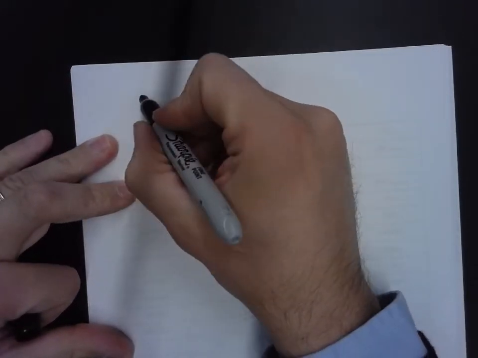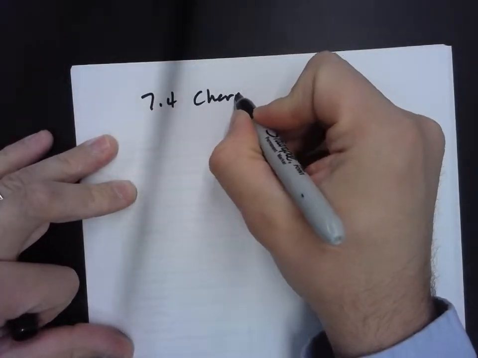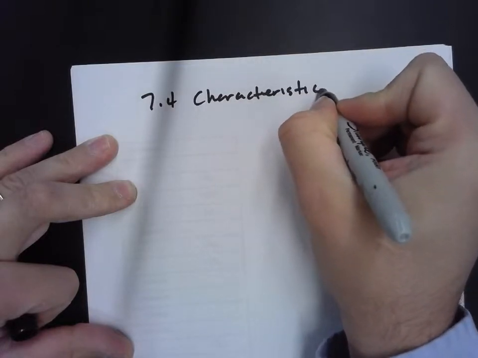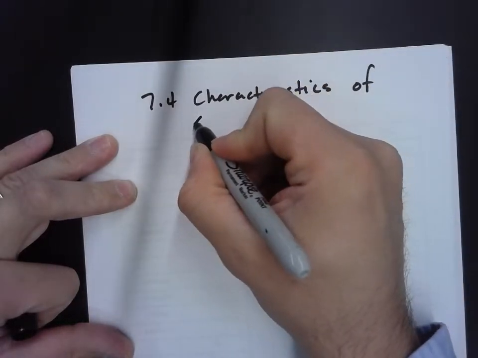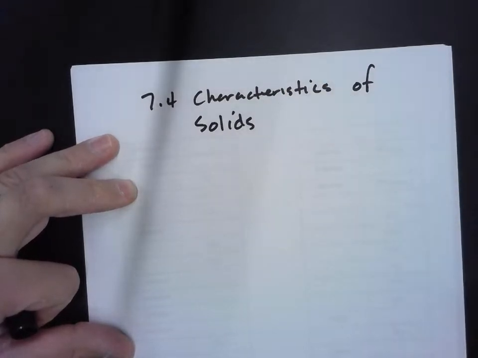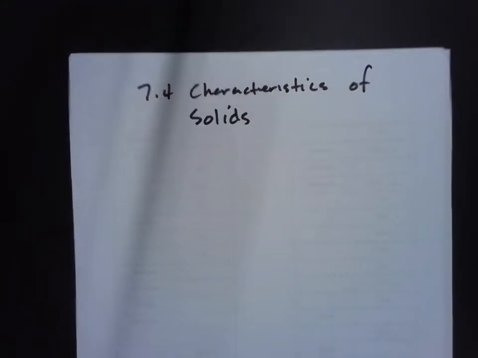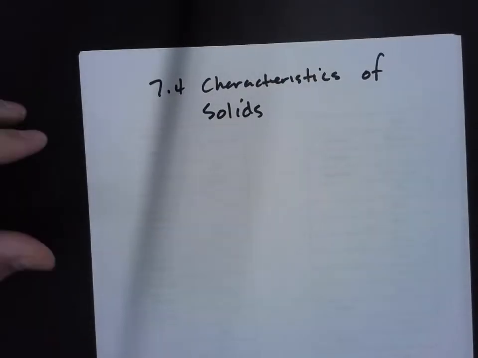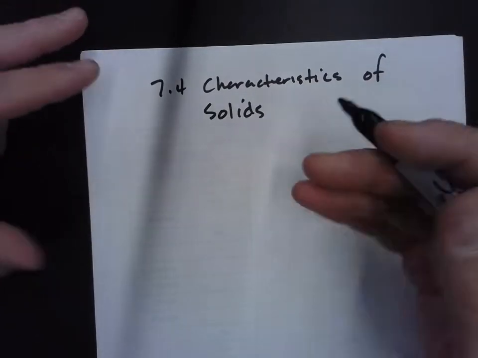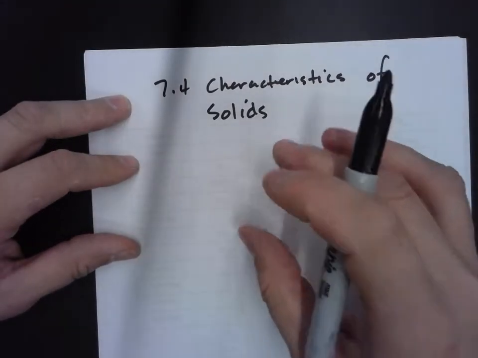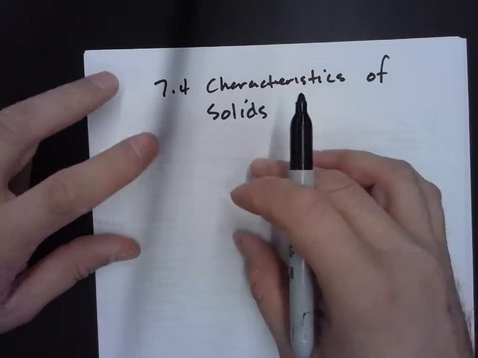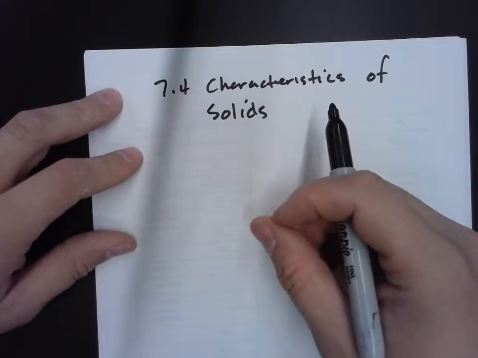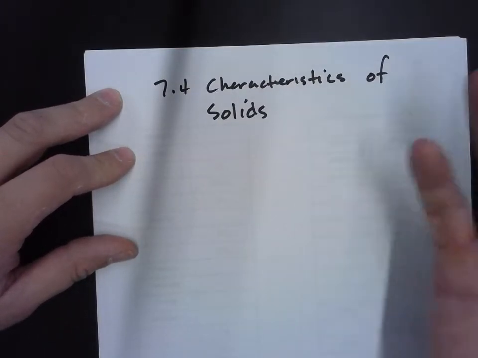This is note 7.4, and we're going to call this characteristics of solids. Specifically, we're going to be looking at the different types of interparticle forces, IMFs, and covalent bonds and ionic bonds, and what those look like on a macro scale. Up until now, we've been talking about microscale things, right? IMFs and all these little teeny tiny interactions. So now let's look and see how they look on a larger scale.